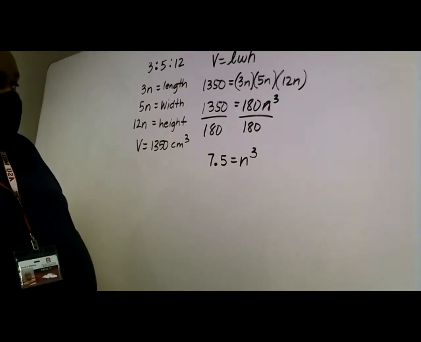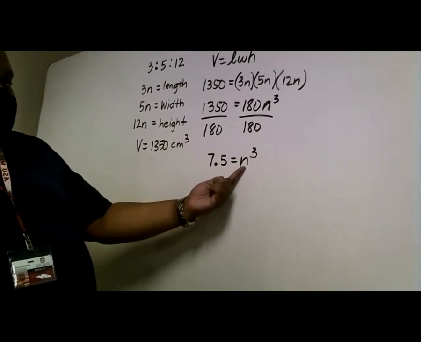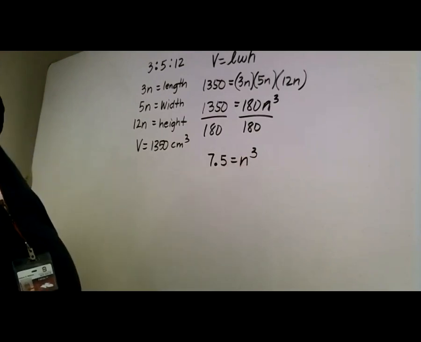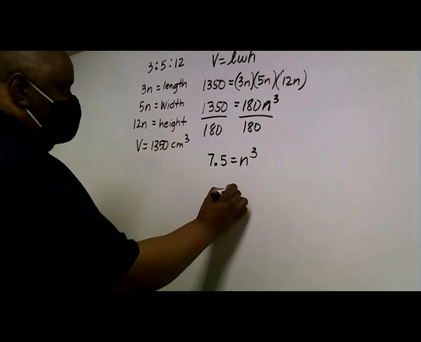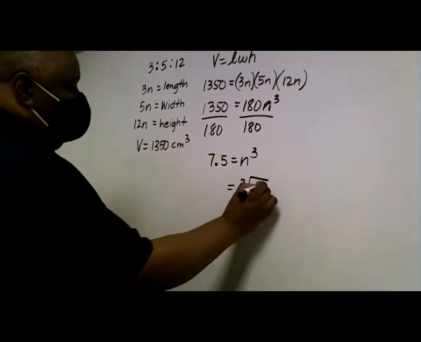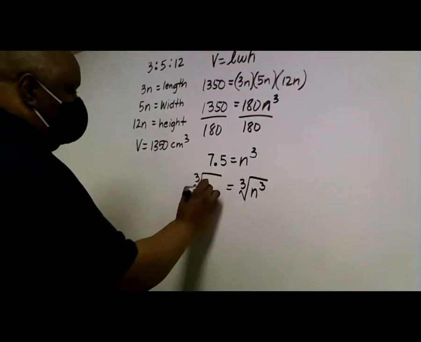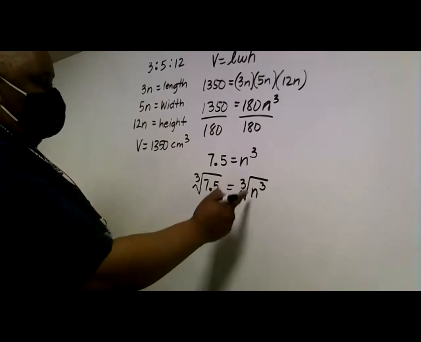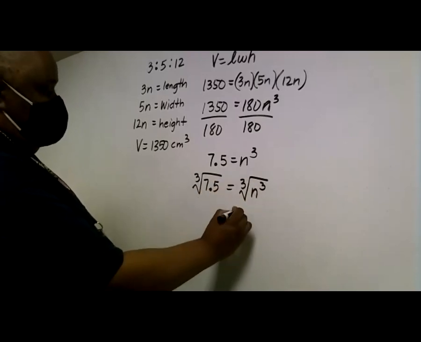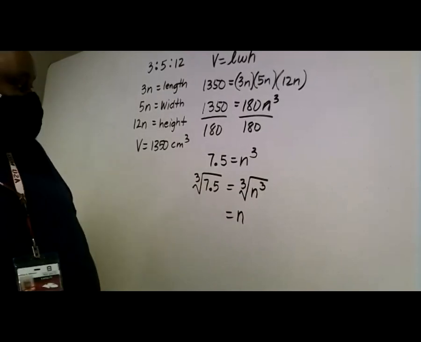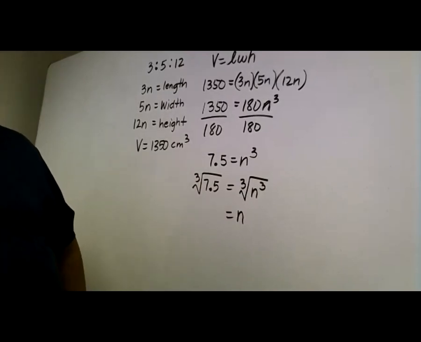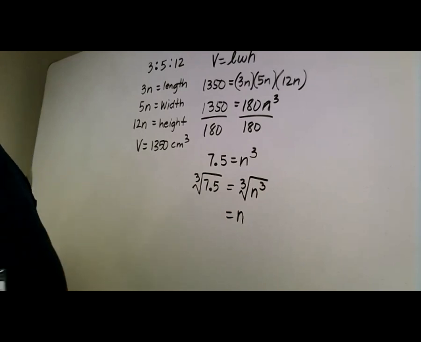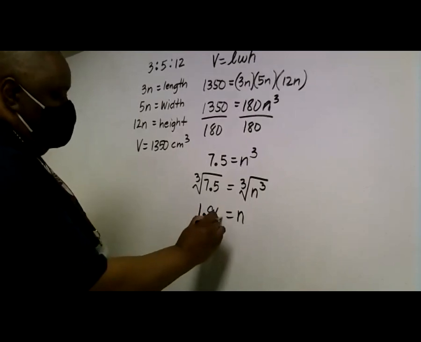Okay, but I want to solve for n. It's cubed, so the opposite of cubing something would be to take the cube root on both sides. So the cube root of n to the third, that's n, but I have to take the cube root of 7.5. And if I round that to 2 decimal places, this will be about 1.96.